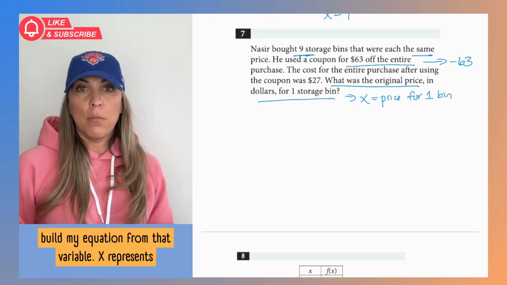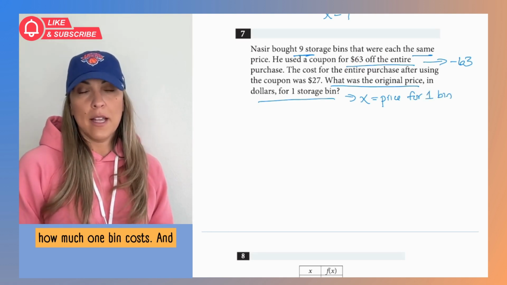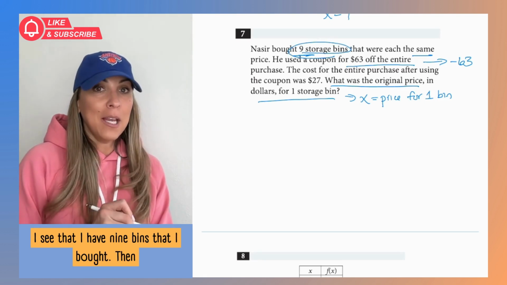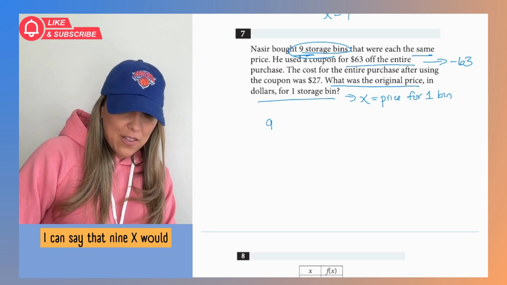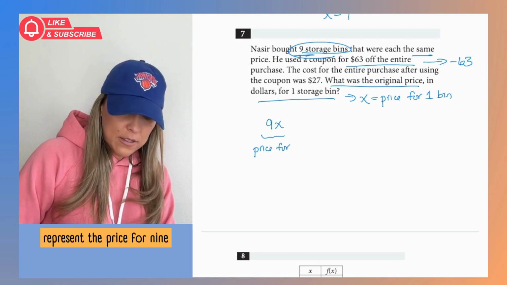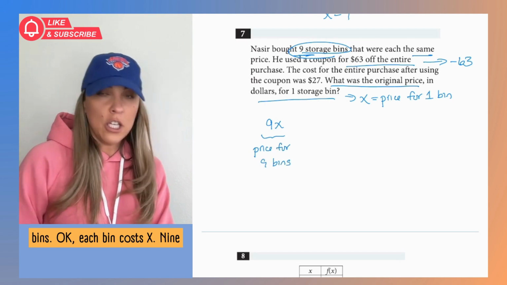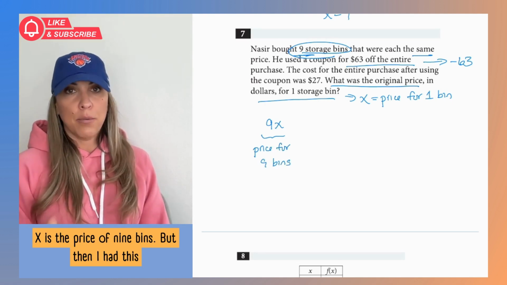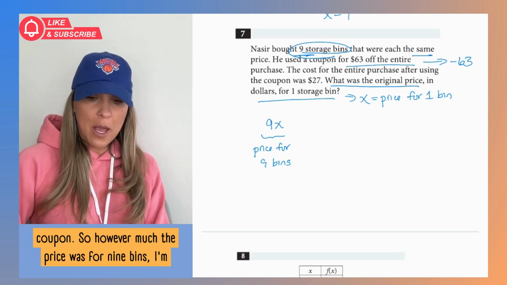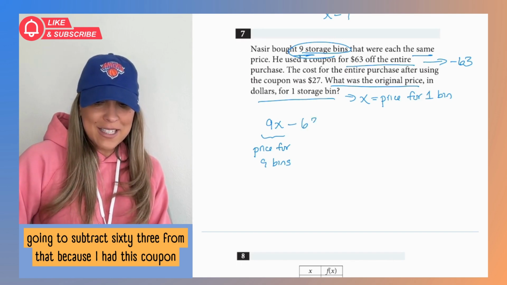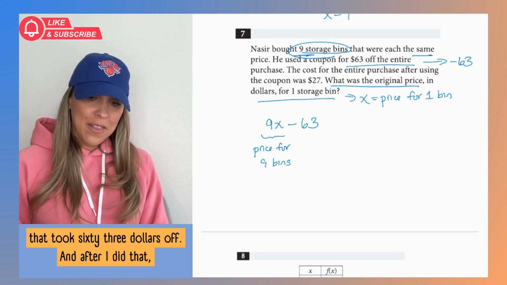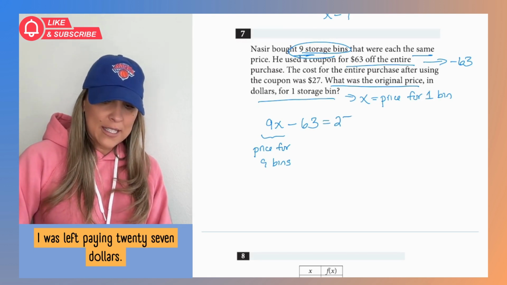Okay, now I'm going to build my equation from that variable. If X represents how much one bin costs, and I have 9 bins that I bought, then I can say that 9X would represent the price for 9 bins. Each bin costs X, 9X is the price of 9 bins. But then I had this coupon. So however much the price was for 9 bins, I'm going to subtract 63 from that because I had this coupon that took $63 off. And after I did that, I was left paying $27.